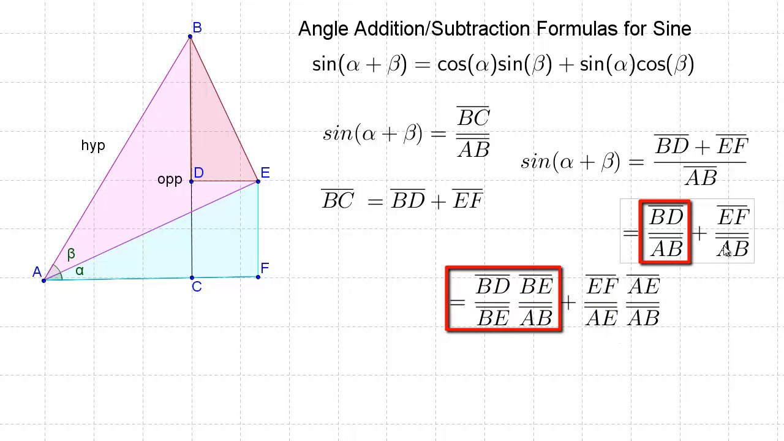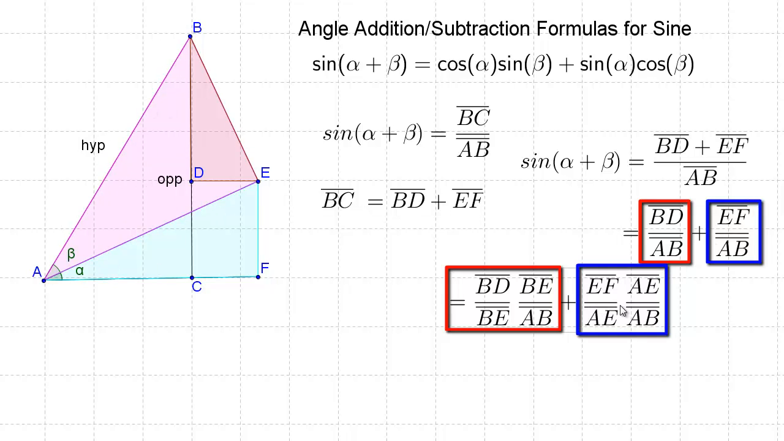Now I'm going to rewrite the second fraction similarly. EF over AB, if I multiplied both the top and the bottom by AE, I'm going to be able to get two trig ratios that I can use. EF over AE is a trig ratio for alpha in the blue triangle. AE over AB is another trig ratio on the big pink triangle.